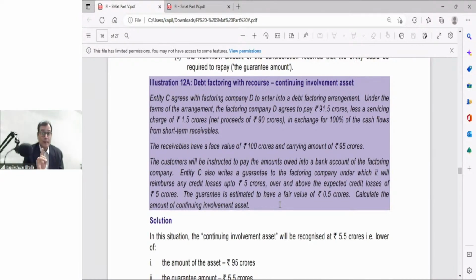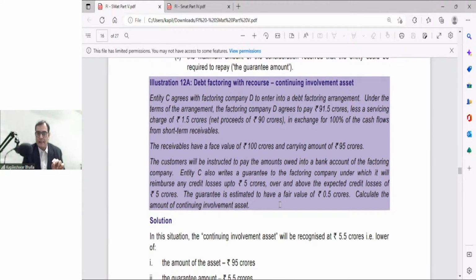Entity C also writes a guarantee to the factoring company under which it will reimburse any credit losses up to 5 crores over and above the expected credit loss of 5 crores. Now, since the company has already created a provision for doubtful debts, their book value of debtors is 95 crores. In any case, we have created a provisioning, and that provisioning is created with the help of the ECL model, expected credit loss model.